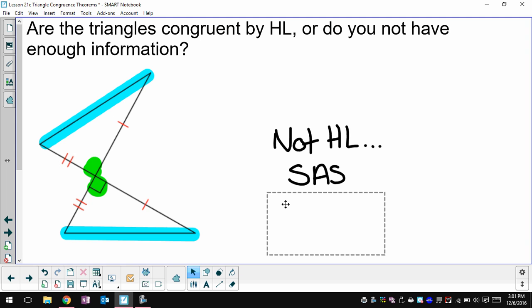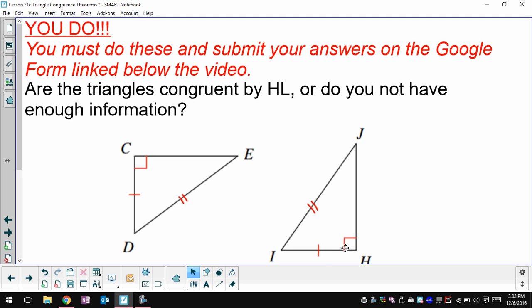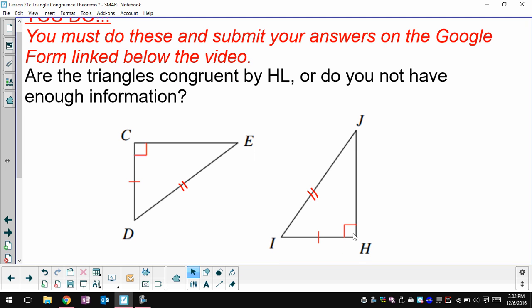So I can't use hypotenuse leg in this situation, but I do want to make the point that I can use the other theorems, and so this is an example of side angle side, even though I can't use HL. So I have one problem. Take a look at these two and tell me if you can use hypotenuse leg or not.